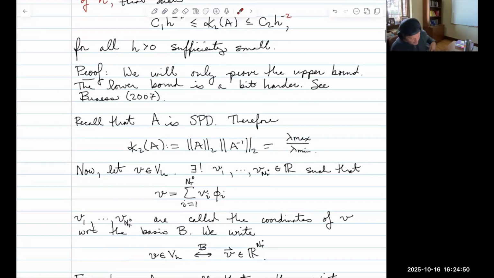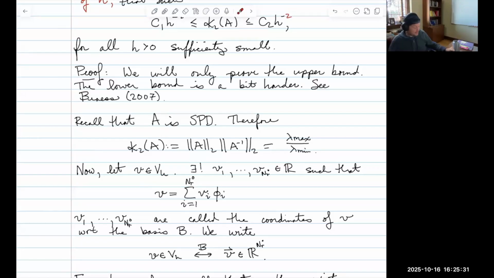Well, we know that A is SPD, and the condition number of any matrix is defined like this. I hope that you remember that from your numerical analysis course. For an SPD matrix, and for the fact that we're using the spectral norm, the condition number comes out very simply to be lambda max over lambda min, the maximum eigenvalue of A over the minimum eigenvalue of A. Now, unlike the case of, say, finite difference methods, we can't really say what lambda max and lambda min are exactly. We have to estimate them.